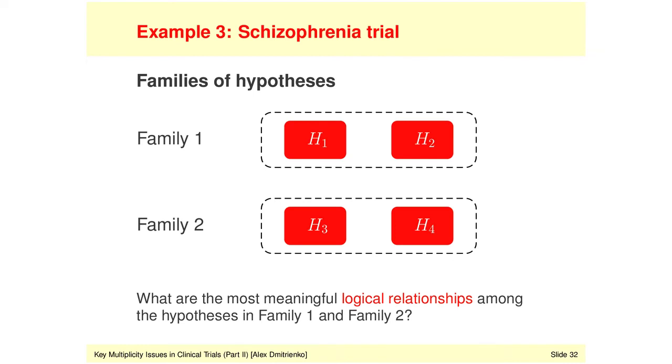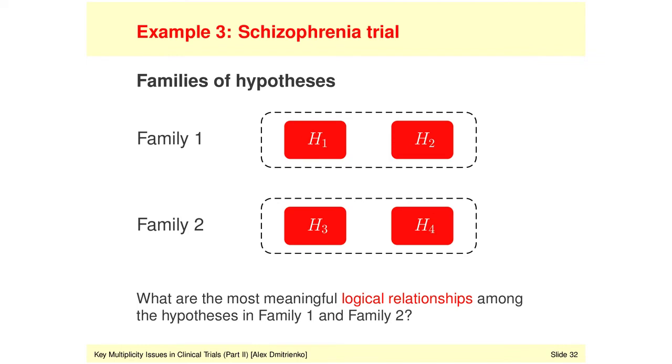The best way to visualize the two-dimensional multiplicity problem in this clinical trial example is to construct a matrix-like structure that we see on slide 32. This 2 by 2 matrix has two rows, and those two rows correspond to the two families that are defined by the primary and secondary endpoints, and the two columns in this matrix correspond to the dose placebo comparisons: low dose versus placebo and high dose versus placebo.